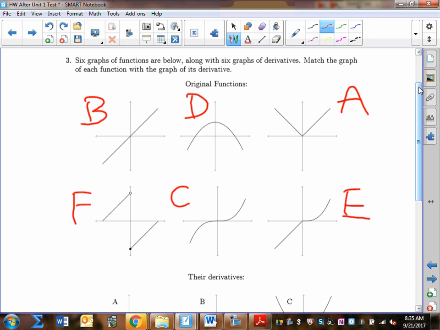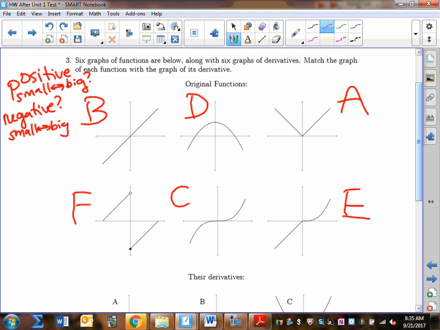Talk about what your slopes are, and then look for the graph that matches that. Key things to do. Decide when is your slope positive, and what interval is it positive. Is it going from small to big, or big to small? Which direction is it going? Do the same thing with your negative slopes. Identify when is my slope negative. And again, is it going from a small negative number to a big negative number, or vice versa? Because that'll let me know.